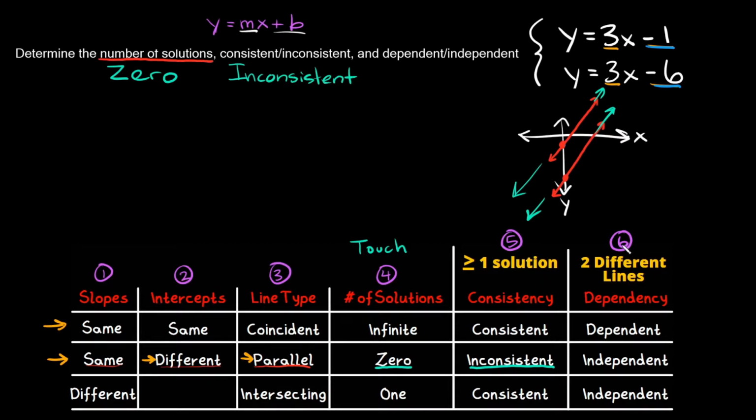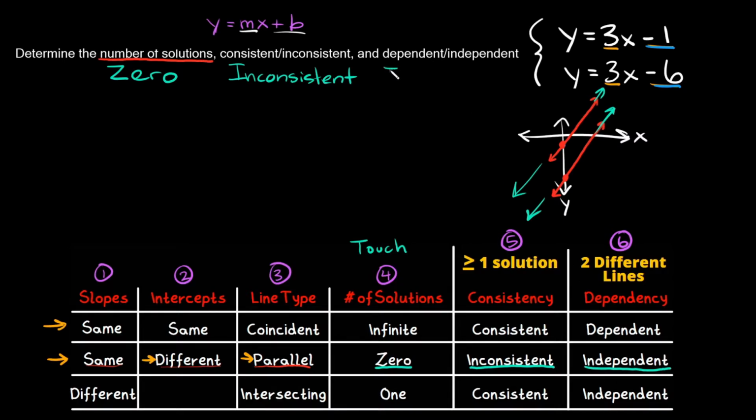Okay, and the last thing we have to figure out is the dependency. Is this system dependent or independent? A quick way you can figure that out is by looking at the little graph that you made. If you have clearly two different lines here, then your system is independent, because these lines are independent of each other. That's why we have independent right there.